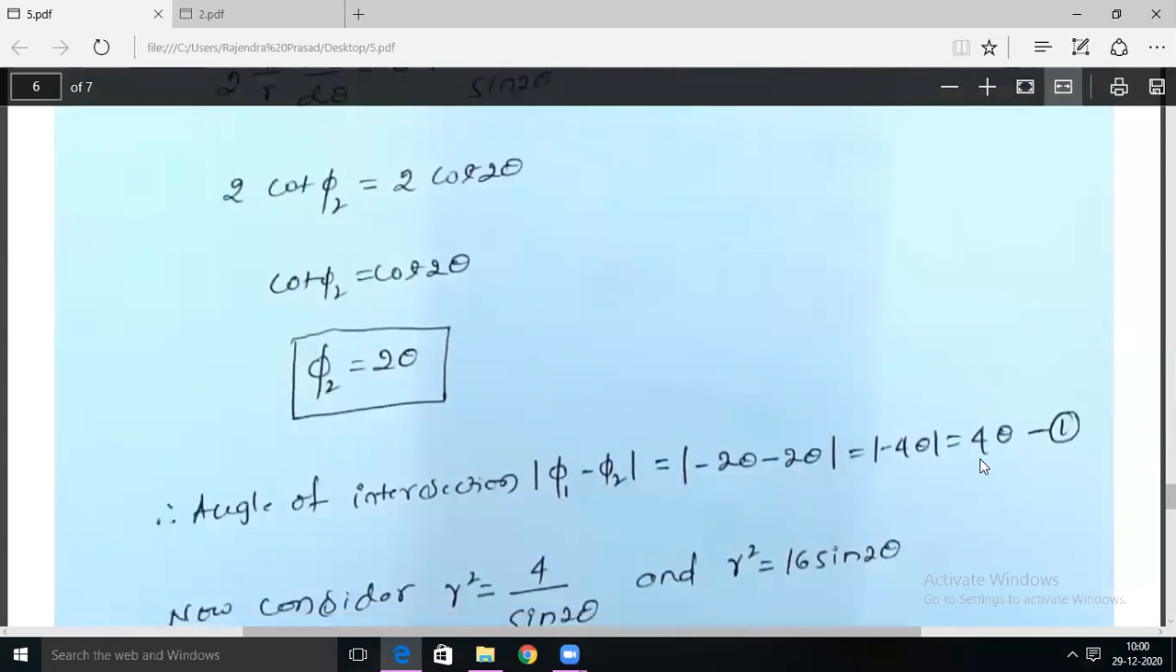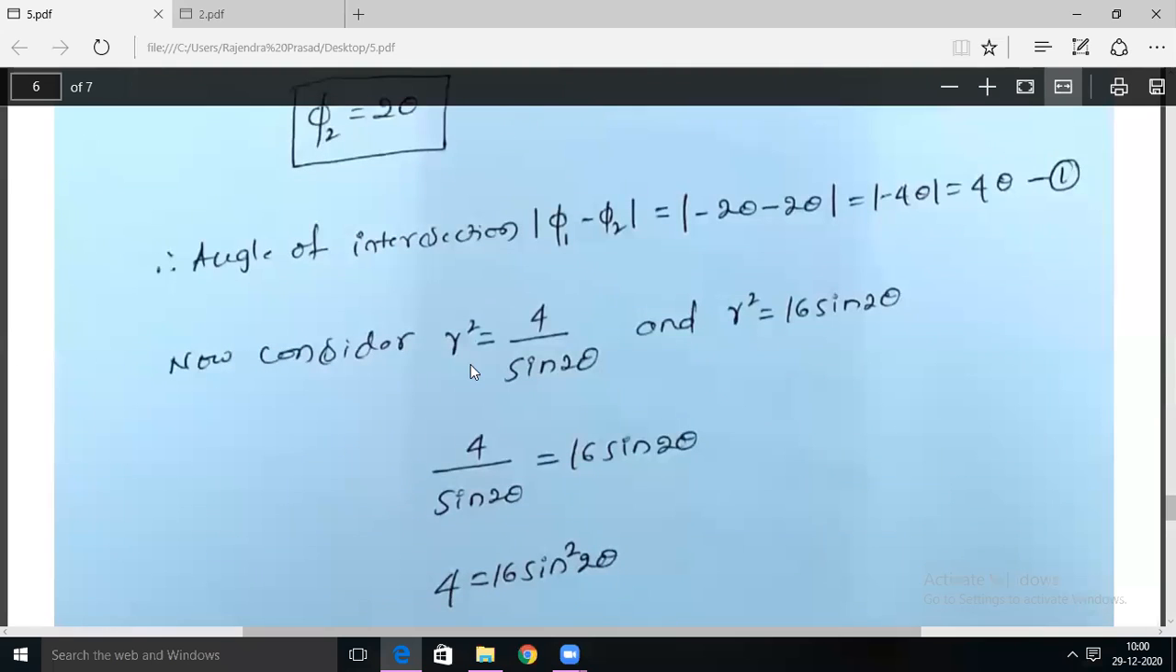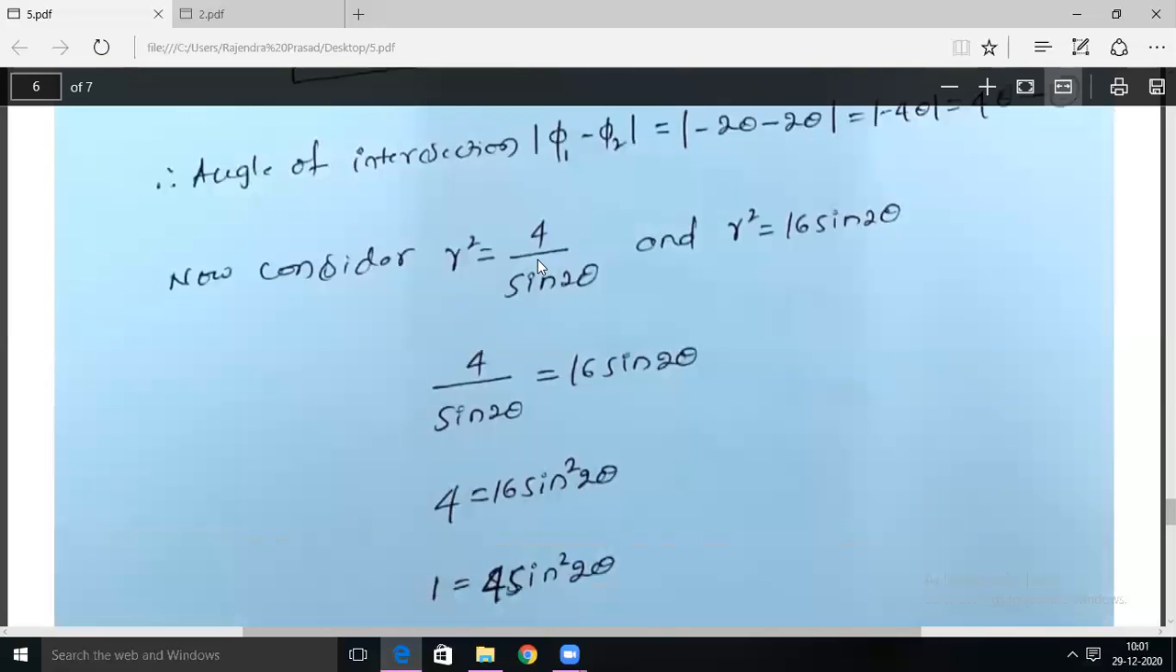Angle of intersection will contain theta. We have to eliminate theta by using given pairs of equations. So we use the given problem. From the first polar curve we can write r square is equal to 4 upon sin 2 theta, and from the second polar curve keep it as it is, because we already have r square is equal to 16 sin 2 theta. Next, r square is equal to this and r square is equal to this. So we equate the RHS part.